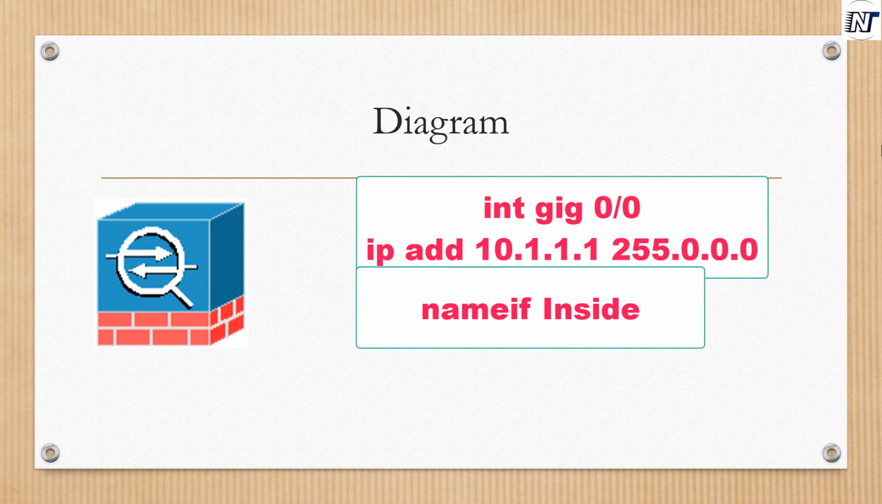Suppose you want to apply an ACL. You will not apply the ACL on the gig 0/0 interface. You will apply the ACL on the inside interface, which points to gig 0/0. That is the physical interface. So the name of the interface is a required component because all the other commands will point to the name, not to the physical interface.